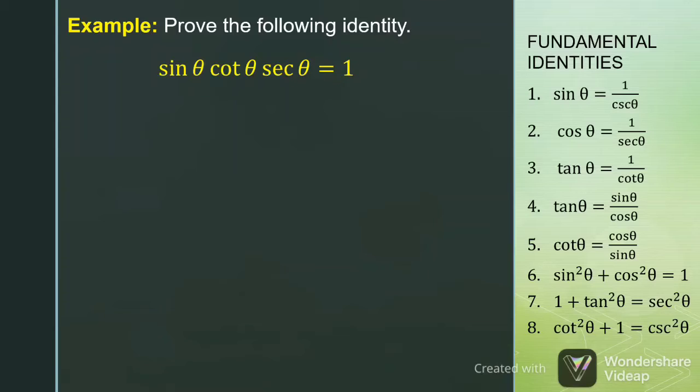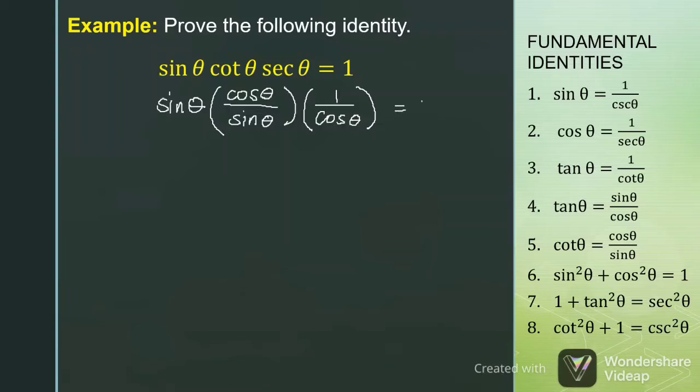So, the more complicated one is the left side of the equation. So, we have to simplify this to make it the same as 1. So, we can now copy sine theta. And what is the equivalent of cotangent theta? Using the fifth identity, cotangent theta equals cosine theta divided by sine theta times. And what is the equivalent of secant theta? Using the second identity, they are reciprocals. Secant and cosine are reciprocals. So secant is equal to 1 over cosine theta.